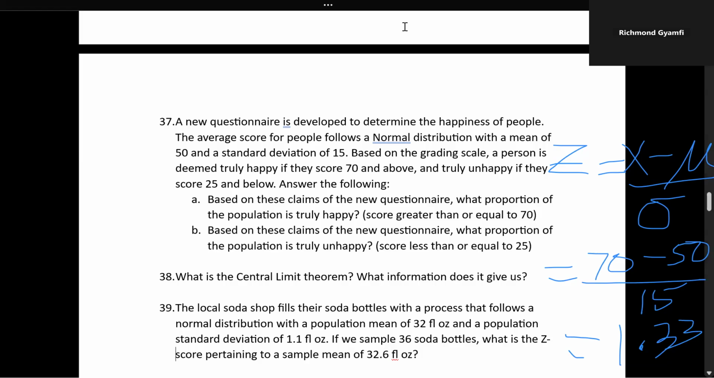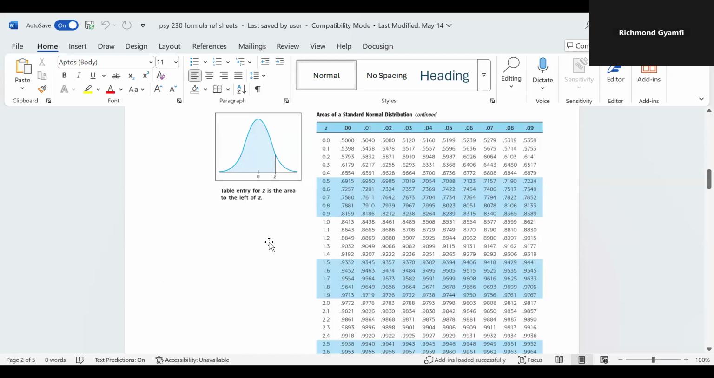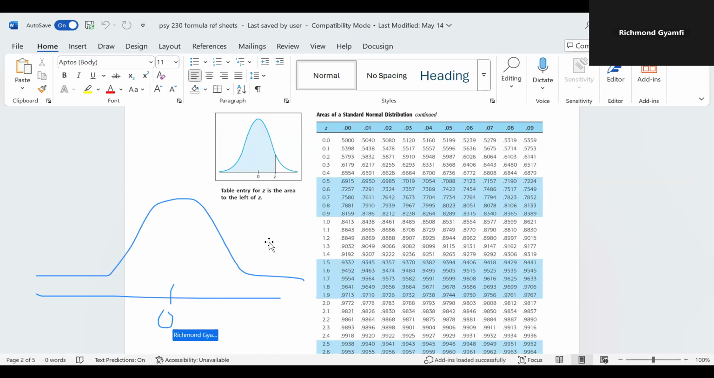So if you draw your curve before we go to the table, probably let's go to the table, there I have more space. 1.33 should be somewhere here. So greater or equal, so greater, it is to the right. So you find the area to the right: find the area to the left from the table and then subtract from 1.